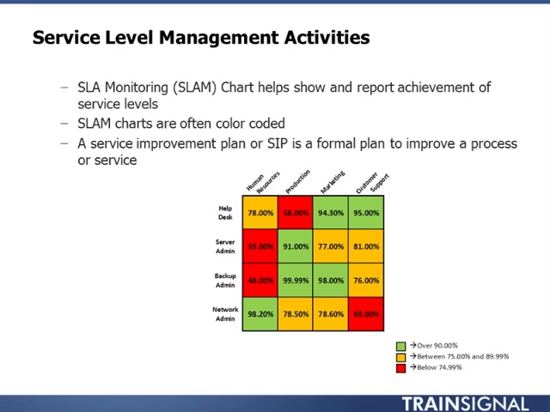The SLAM chart is a graphical view of how we are performing against the services for specific customers. This is the basis of the discussion when we do a service review. We can review with our customers where we're performing and where we're not, and what actions we plan to take to improve performance over time.